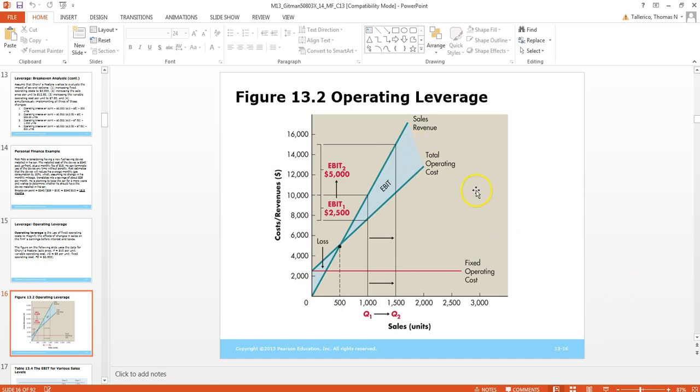So here's your operating costs, and here's your sales revenue, and here's your fixed operating costs, right? This is the variable component that gets added to the fixed costs.